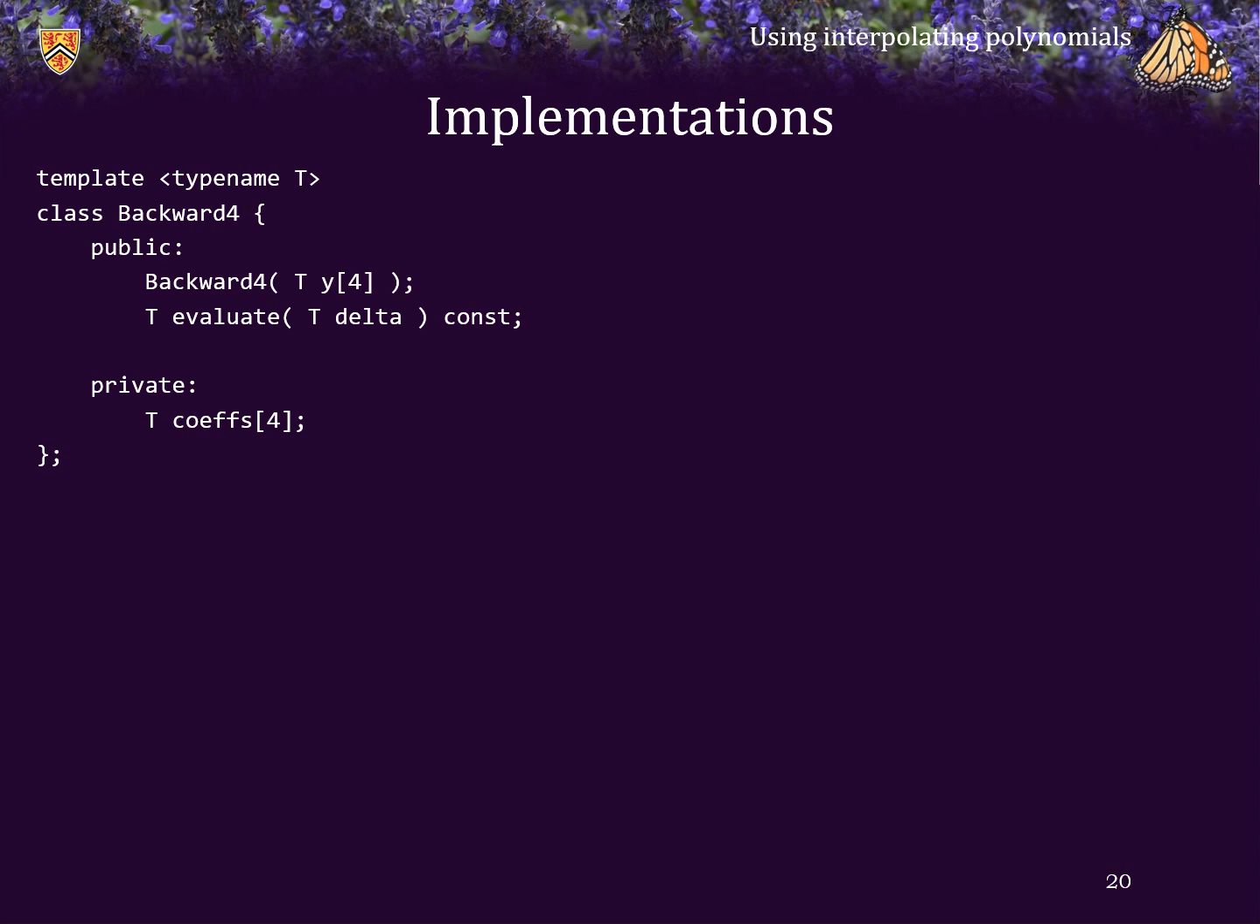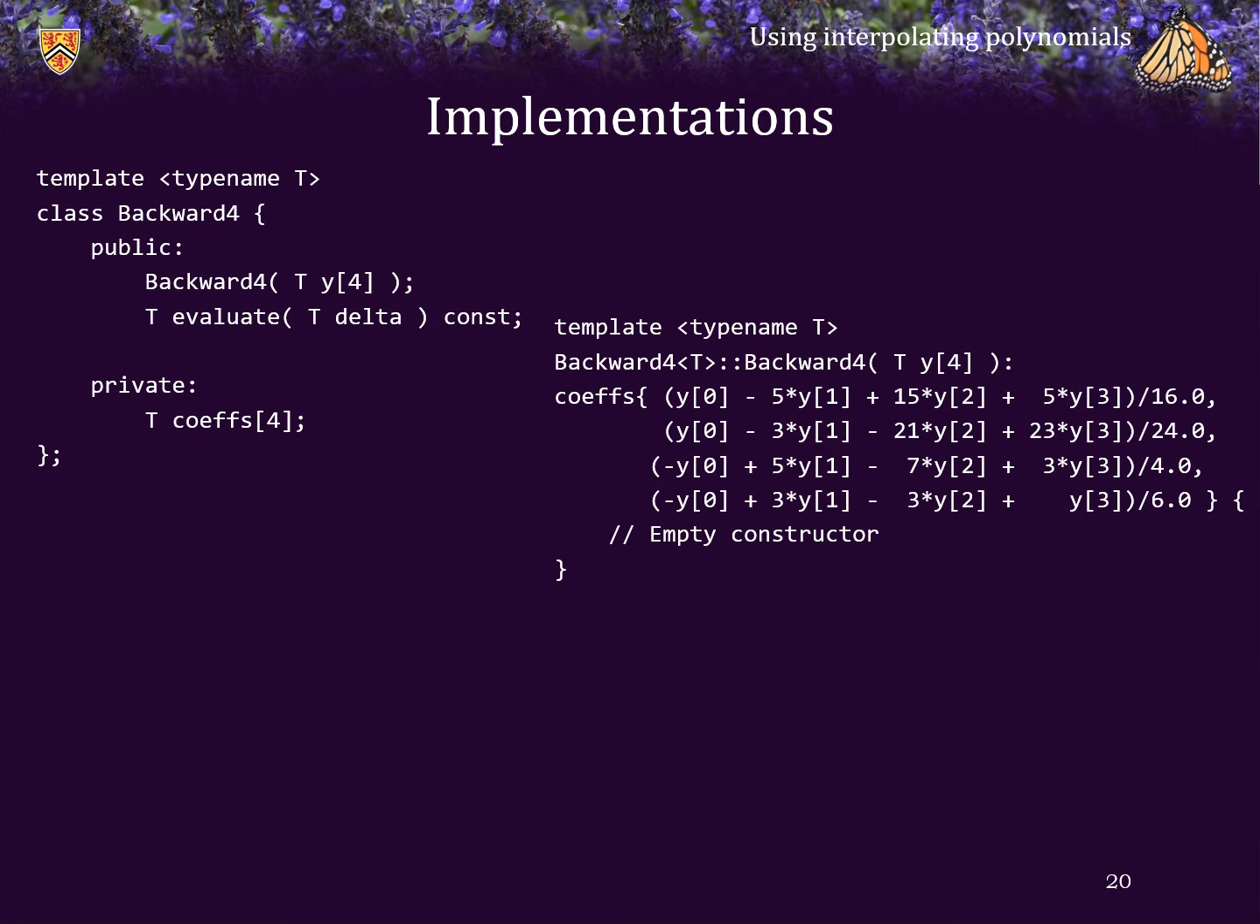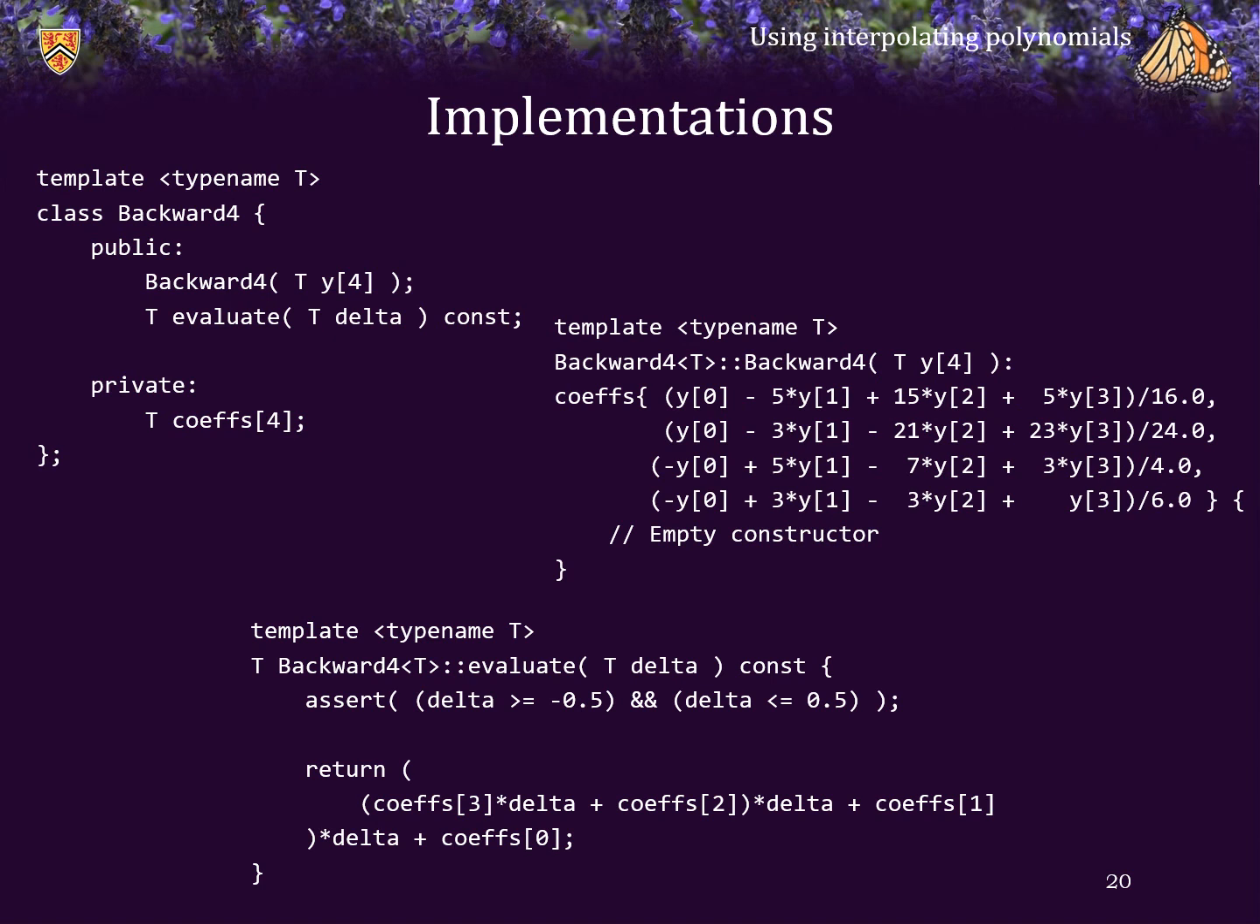So here's an implementation of a C++ class which takes the last 4 y values and calculates the interpolating cubic that passes through those points. You can then call the evaluate function that evaluates this interpolating cubic at the appropriate value of delta. Now the constructor simply assigns the array of 4 coefficients in the initialization sequence. And so if you go back to the previous slide, you will see that the coefficients you see here are those coefficients that were listed on the previous slide. Then, inside the evaluate function, we first assert that delta falls between negative 0.5 and positive 0.5, and then, if this is true, it returns the polynomial evaluated using Horner's rule.